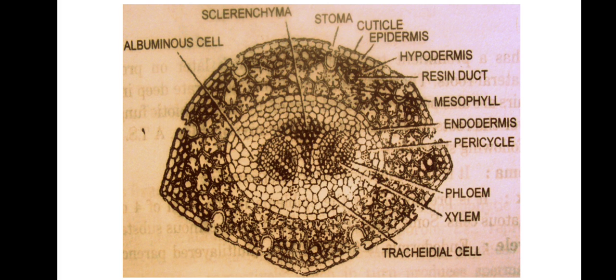So this is the anatomy of the Pinus. That is the normal root, normal stem, and secondary growth stem and leaf.